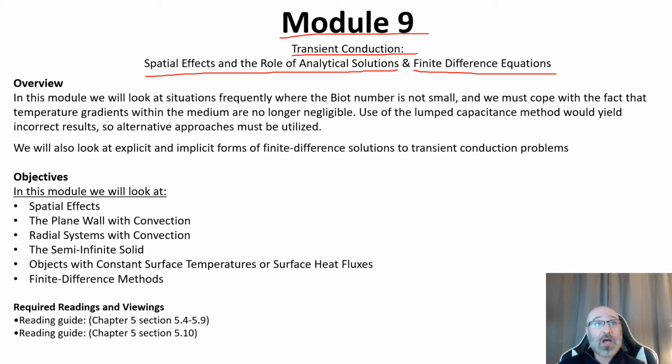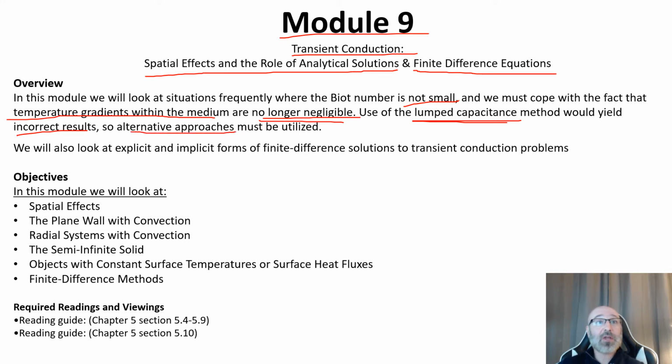Within this whole module, we're going to look at situations frequently where the Biot number is not small. That means we're going to have to deal with the fact that temperature gradients within a medium are no longer negligible, so we can't make this assumption anymore. The use of the lumped capacitance method would yield incorrect results. Everything we looked at before in the previous modules using lumped capacitance won't work for this situation. So we're going to need to take a look at some alternative approaches that we can use.